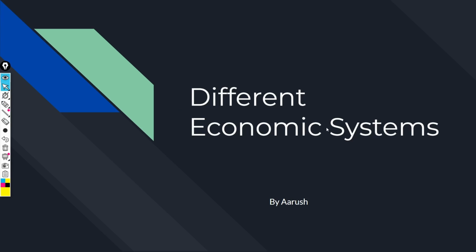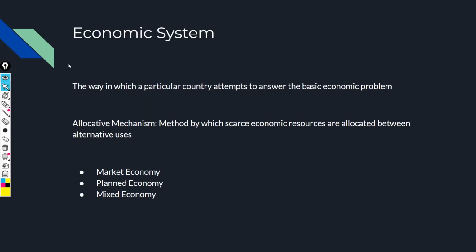Hello everyone. So in today's video we're going to be looking at different economic systems and economies, and this is part of economics in AS level CIE. So what are economic systems? It's basically how a country solves the basic economic problem. And what is the basic economic problem? It's that there are unlimited wants but limited resources, which leads to scarcity.